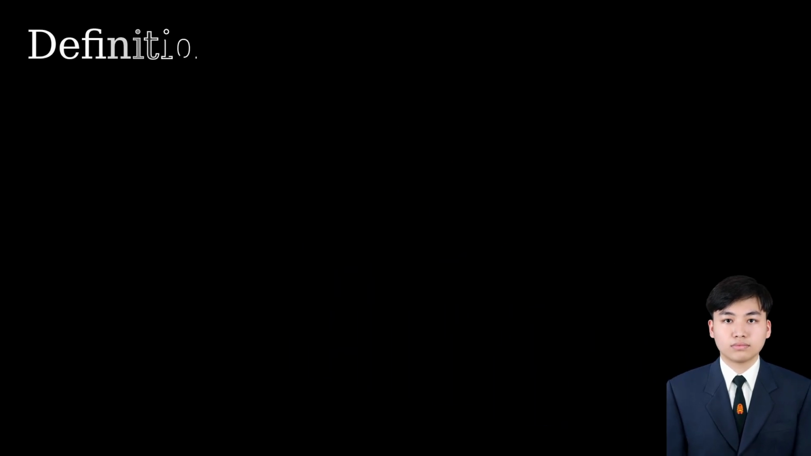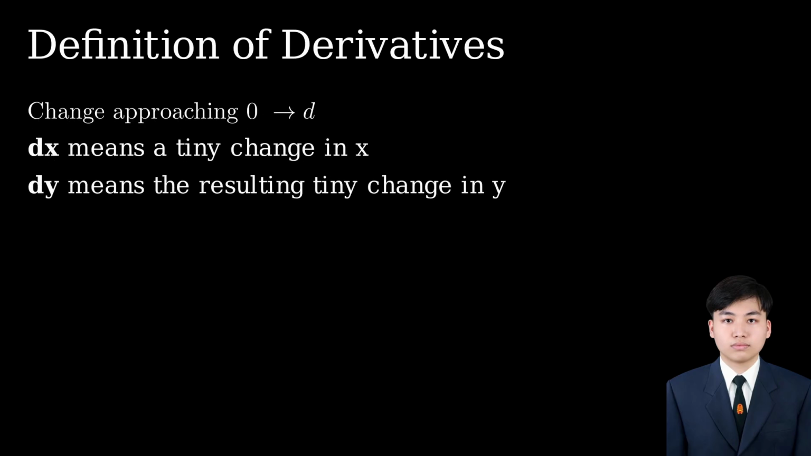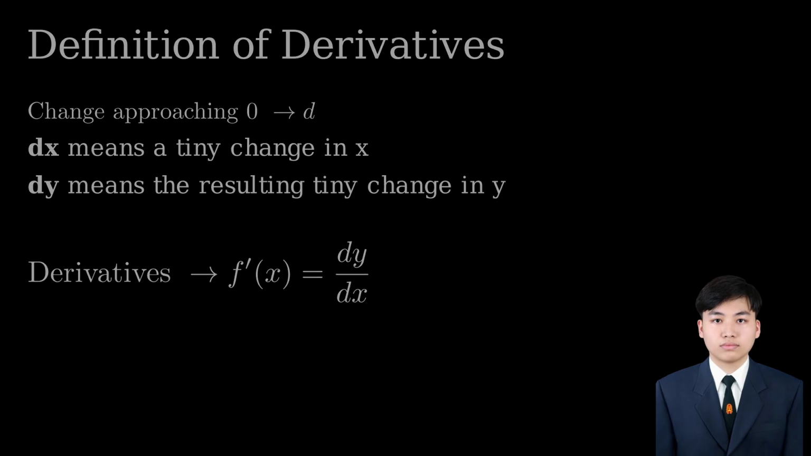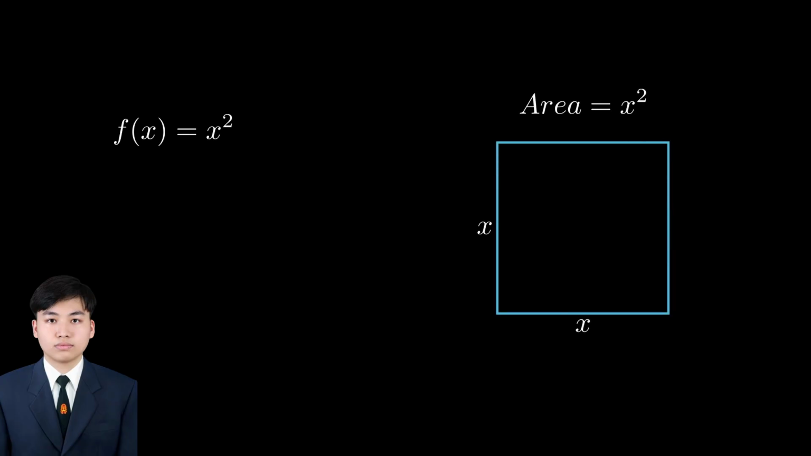In calculus, when we talk about a change that is approaching 0, we use the symbol d instead of delta. dx means the tiny change in x, and dy means the resulting tiny change in y. The derivative, written as f prime x, is just dy over dx. Let's see how this works for a concrete function, f(x) equals x to the power of 2. Think of it like a square with side x. So, the area of a square is x to the power of 2.